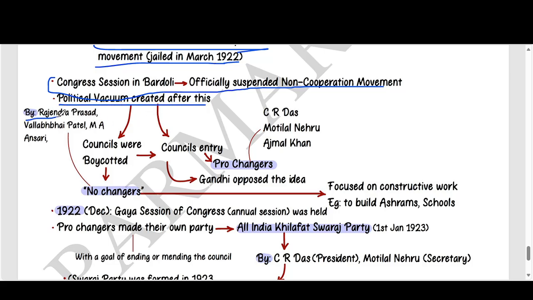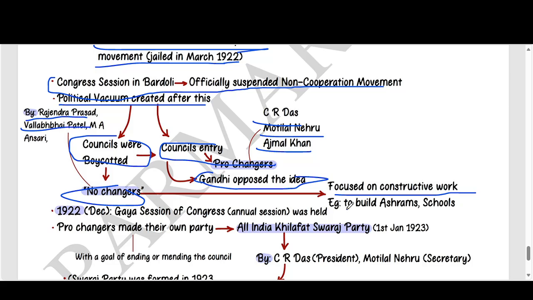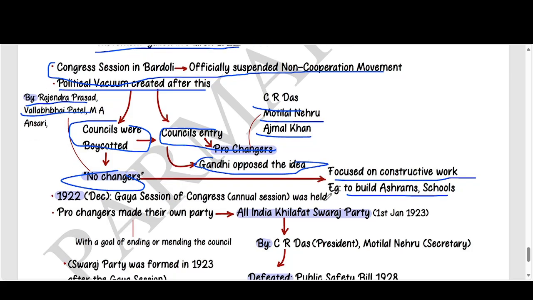After this, Rajendra Prasad, Vallabhbhai Patel and M.A. Ansari opposed entering the Councils, saying the Councils should be boycotted: the no-changers. The pro-changers favoured entering the Councils. Motilal Nehru and others supported council entry, while Gandhi opposed the idea and focused on constructive work to build ashrams and schools.